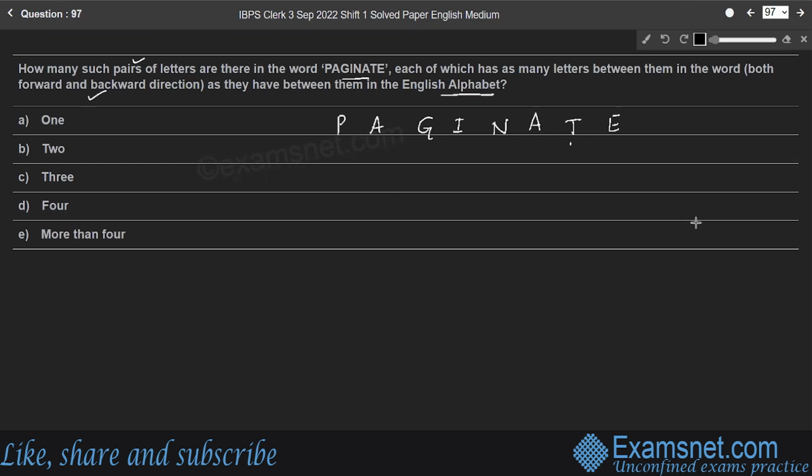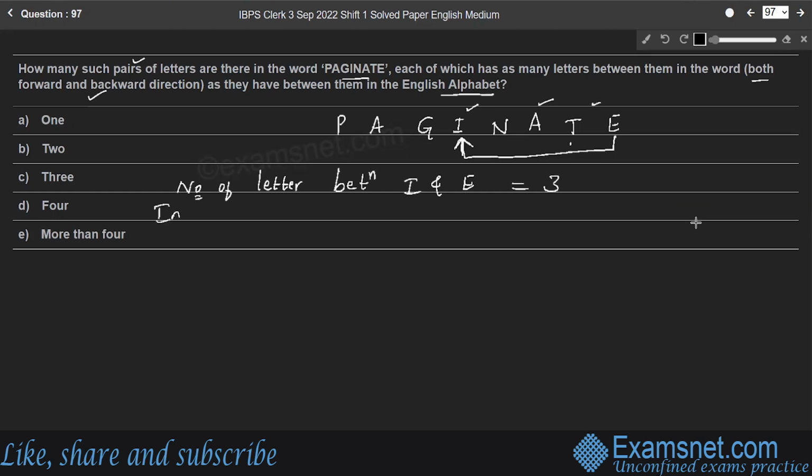Say for example, here is a pair of letters I and E. It is given that we can take both forward and backward directions, right? So in the pair E and I, or I and E, E comes first, right? So we are taking the backward direction, E to I here. In the given word PAGINATE, the number of letters between I and E is 3. Whereas in the original English alphabetical series, E comes first, right?